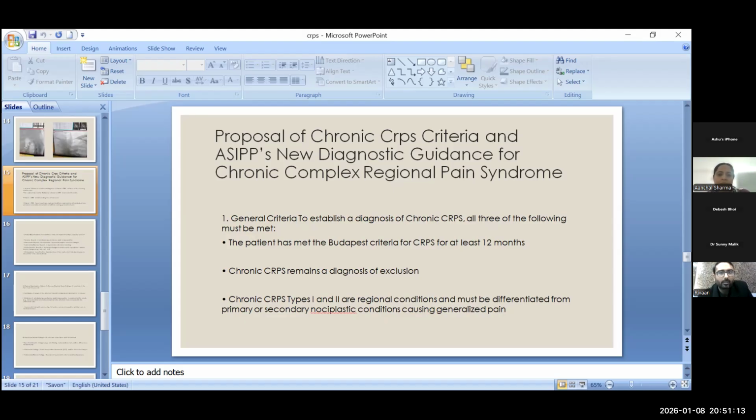First, the patient has met the Budapest criteria for CRPS for the first 12 months. The chronic CRPS remains a diagnosis of exclusion, and chronic CRPS type 1 and 2 are regional conditions and must be differentiated from primary or secondary nociplastic conditions causing generalized pain.